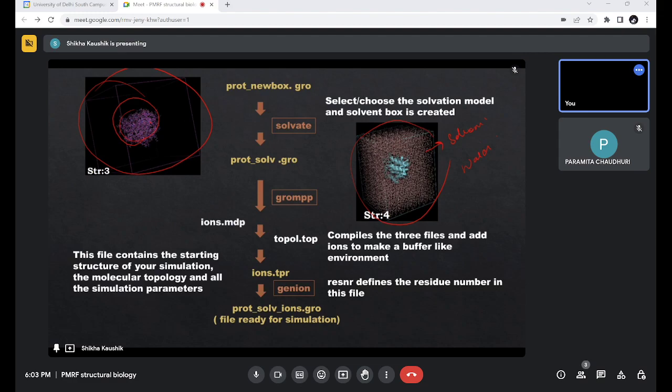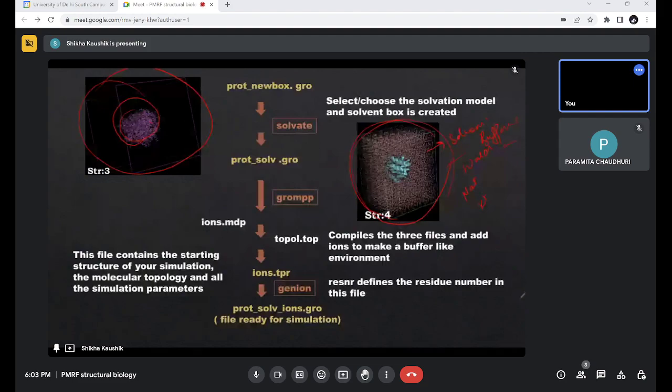Fine. So now you have provided a solvent, then you add ions to it. You might have some sodium ions or potassium ions present in the system. Now you try to make your system like a buffer. You try to provide the buffering condition to your protein, because in your real cell or your real system, these proteins are present and have their buffering environment. So depending upon your environment, you provide ions to this particular protein.